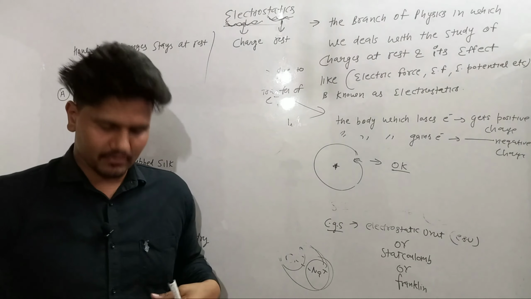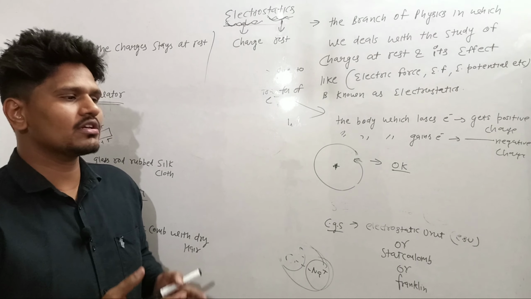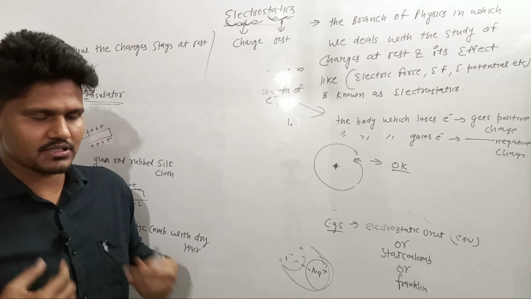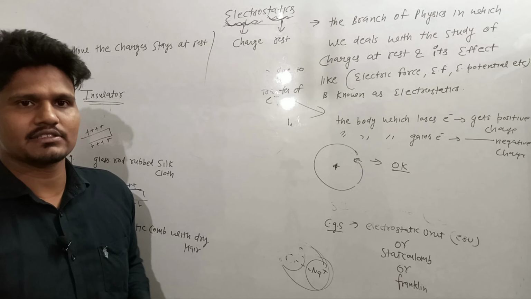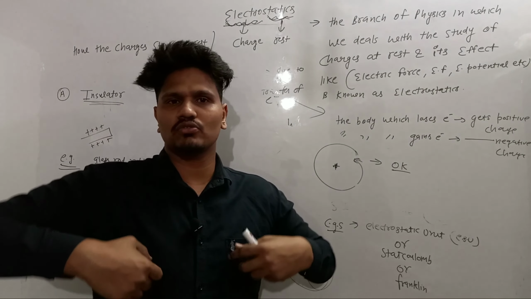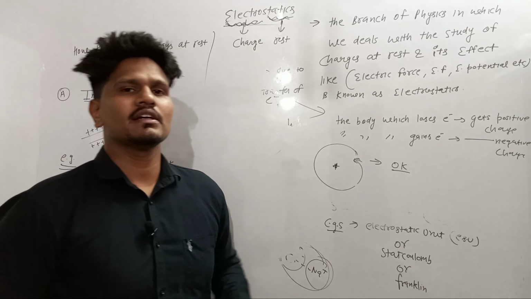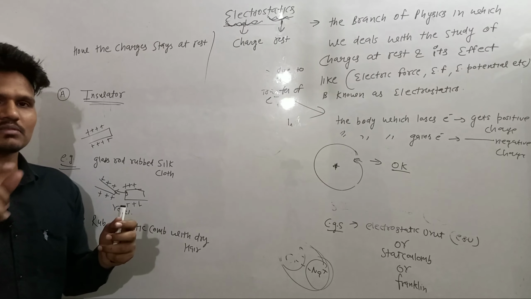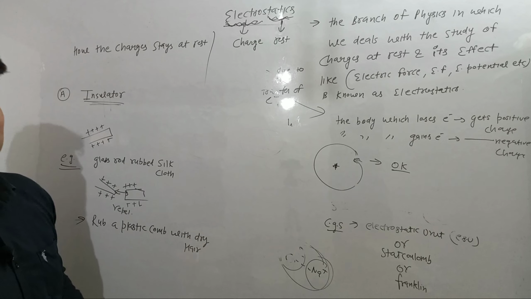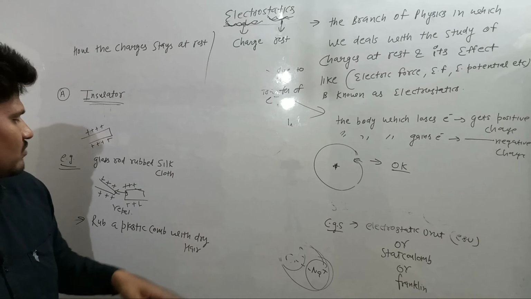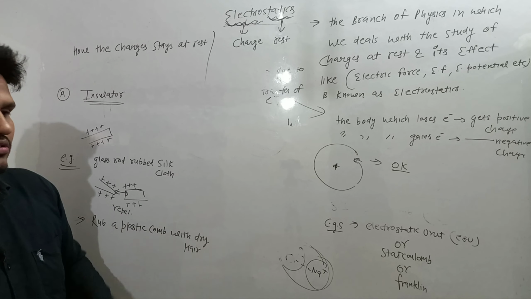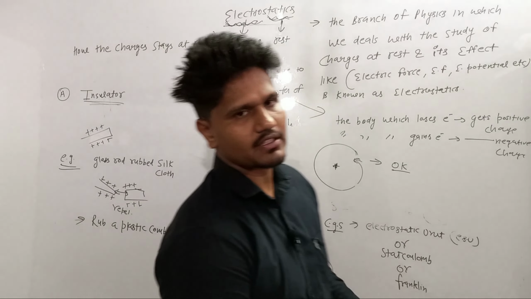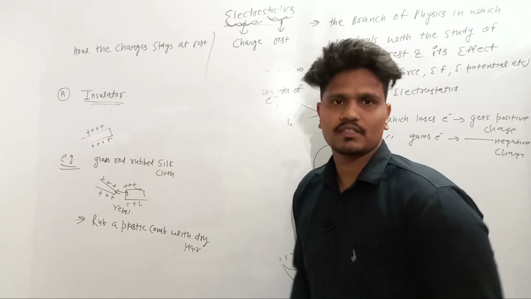Whenever in the winters you wear a jersey, due to whole day movements, the jersey rubs against your body and it gets charged. Whenever the light is off and you are removing your jersey, or your sweater, you will see some sparking there. That is also a static charge. So by rubbing you will get the charge, and if you get that charge on an insulator, it will stay where it is created.